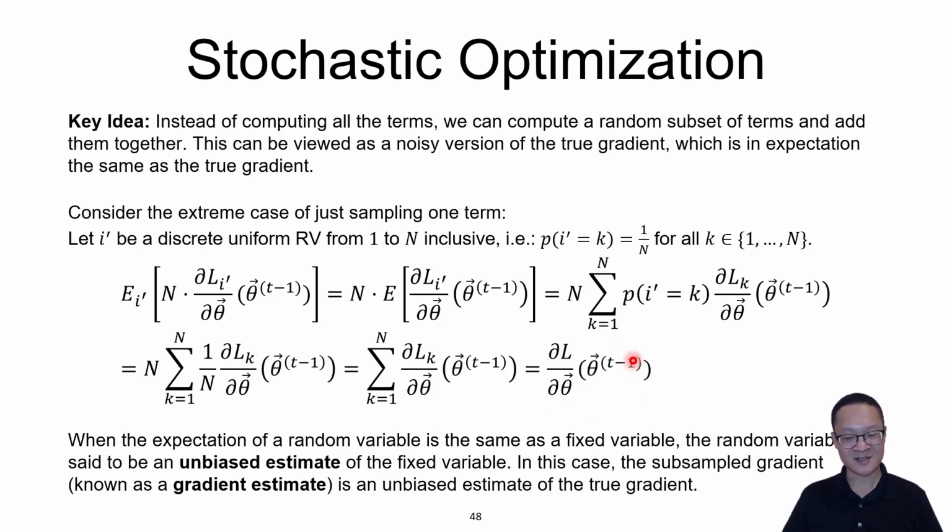So this is a fixed variable. And then this thing is a random variable. Whenever the expectation of a random variable is the same as some fixed variable, we say that the random variable is an unbiased estimate of the fixed variable. So in our case, the subsampled gradient, known as the gradient estimate, is actually an unbiased estimate of the true gradient.